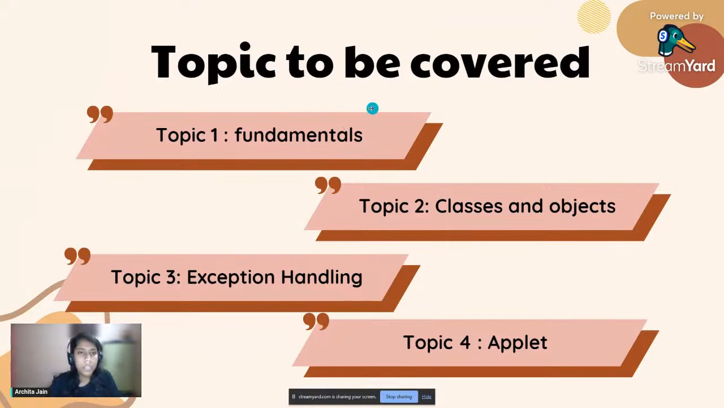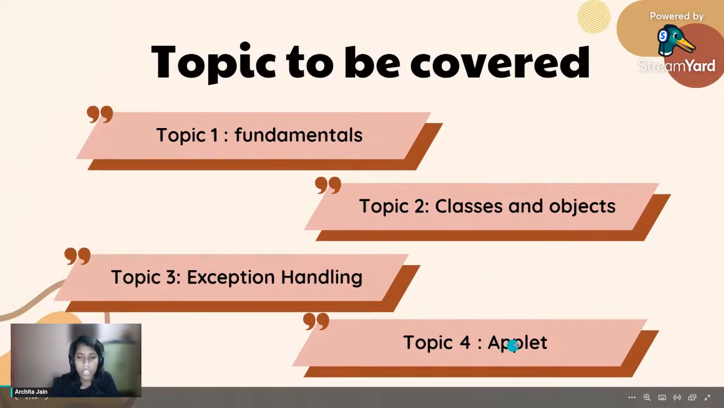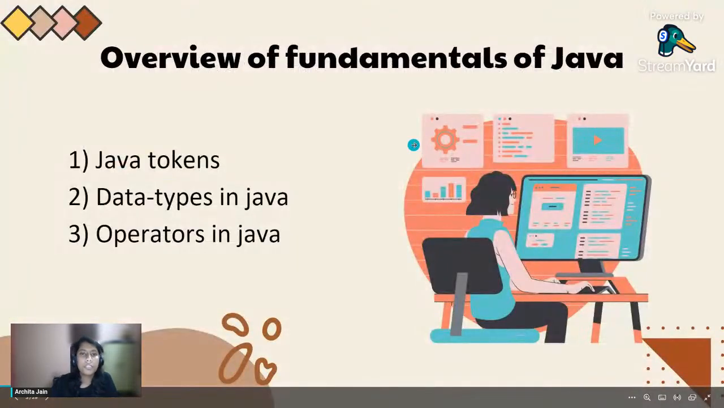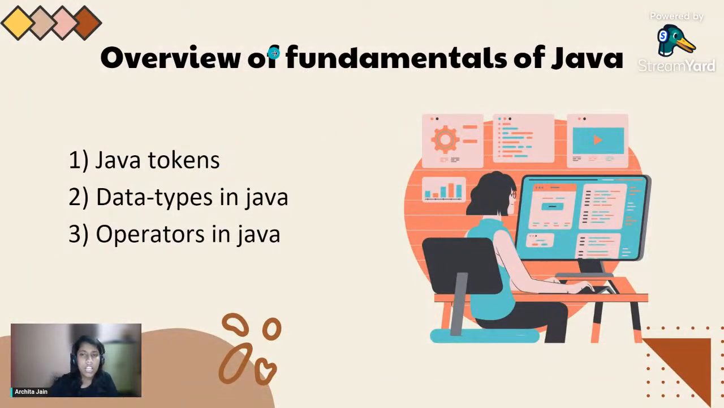The topics we're going to cover in this unit are from the second unit of the prescribed university syllabus: the fundamentals of Java, classes and objects, exception handling, and fourth, the very important applet. First is the fundamentals of Java. There are basically three things included in the fundamentals of Java: Java tokens, data types in Java, and operators in Java.